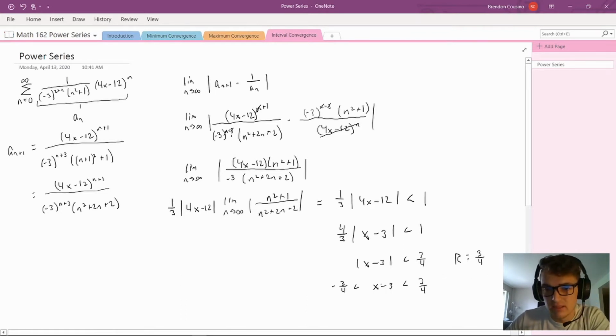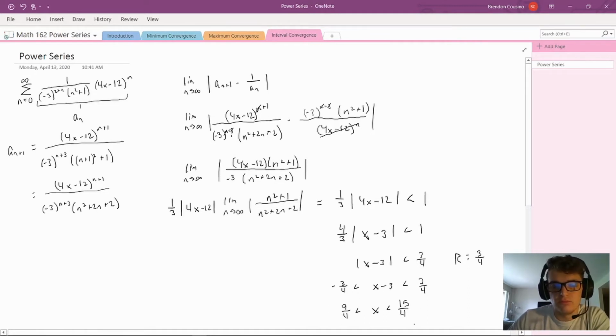Okay, so now finding the interval of convergence, we just need to add 3 to both sides. 3 is the same thing as 12 over 4 with a common denominator. So when I add 12 over 4 to both sides, that's going to give me 9 over 4 is less than x is less than 12 plus 3, so 15 over 4. So here is our interval of convergence.